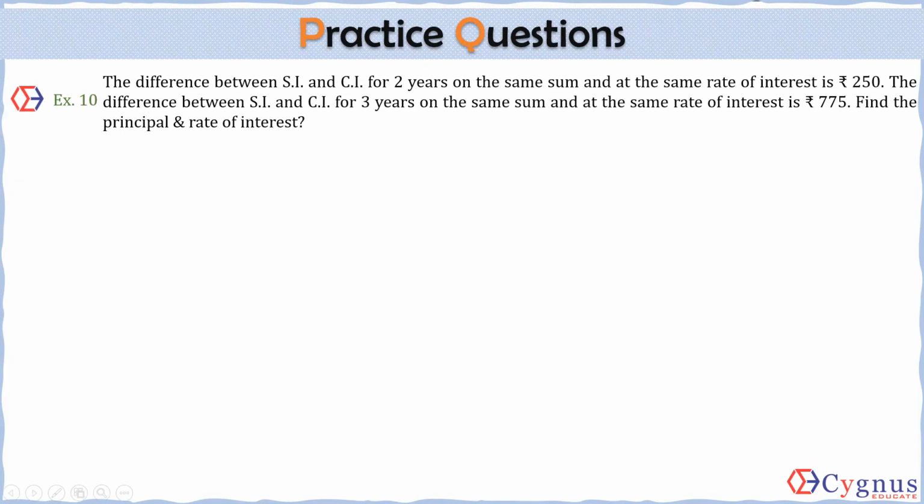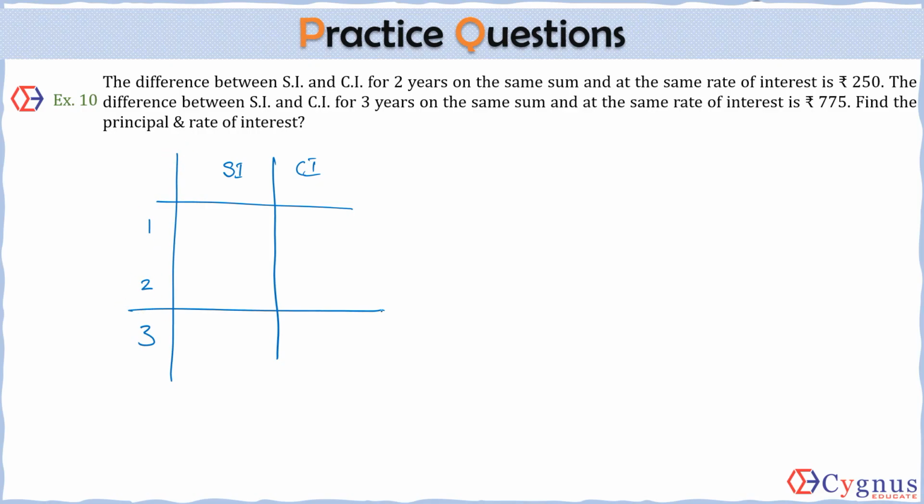Let's look at one more. The difference between SI and CI for 2 years on the same sum at the same rate of interest is 250. The difference between SI and CI for 3 years on the same sum at the same rate of interest is 775. Find the principal and the rate of interest. Let's try to make a table here. This is SI, this is CI. Fine. First year, second year, third year.